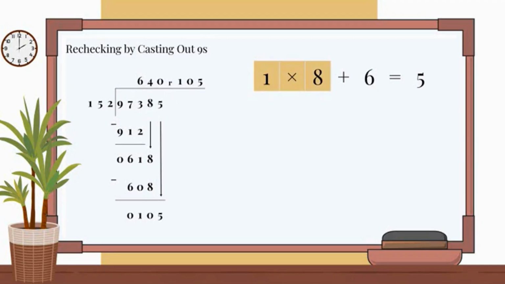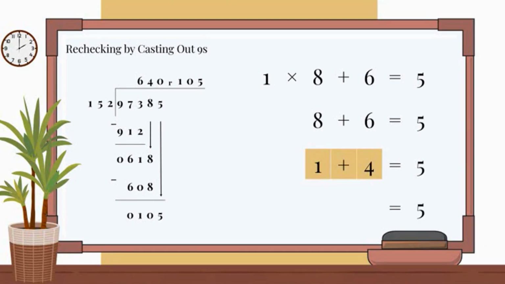1 times 8 equals 8, and we bring down the rest of the equation. 8 plus 6 equals 14, and we bring down the rest of the equation. We need a single digit, so we will add 1 plus 4, which gives us 5. With both sides of our equation being equal, we are assured that our quotient is correct.